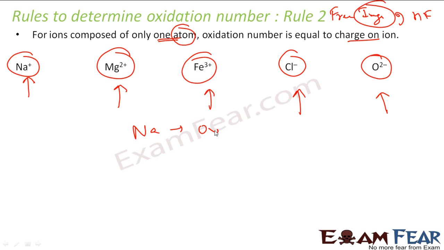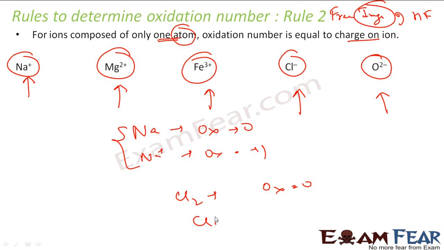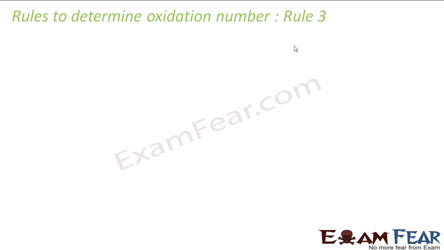Please remember, for Na, the oxidation state is 0. For Na+, the oxidation state is +1. Similarly, for Cl2, the oxidation state is 0, and for Cl-, the oxidation state becomes -1. Correct. So this is the second rule.